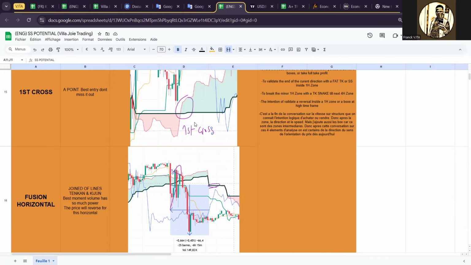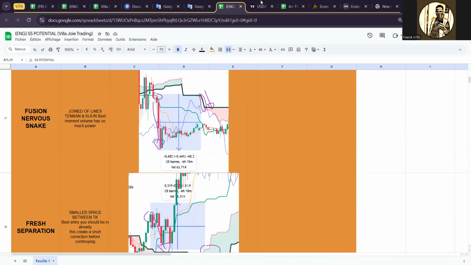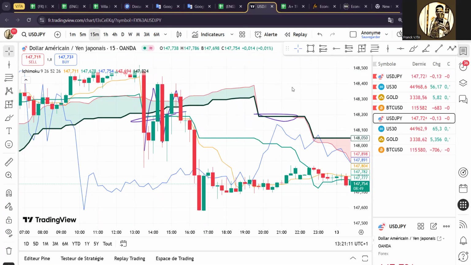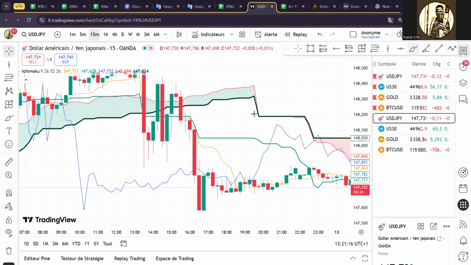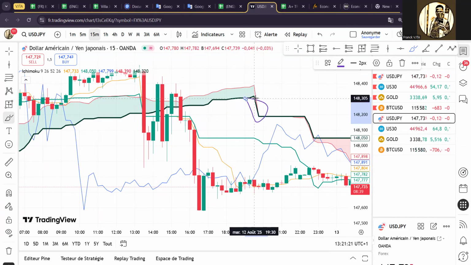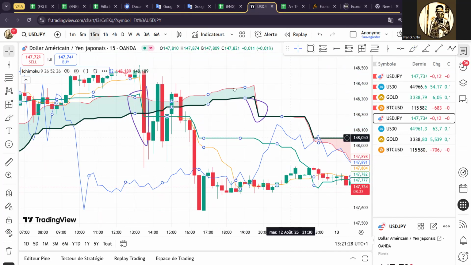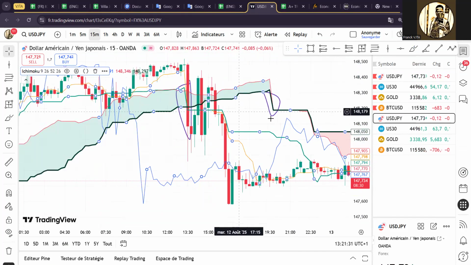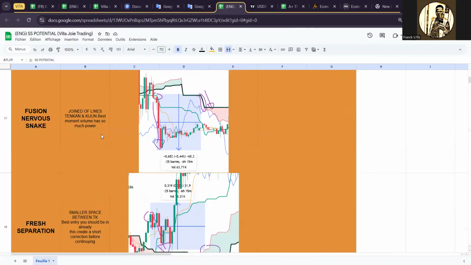Then what do we got? Nervous snakes. You got nervous snakes just right here. It just means that you have a fusion nervous snake. It just means that you have a huge potential. It is this huge big candle that was an economic news that created this one. Huge potential to continue down.